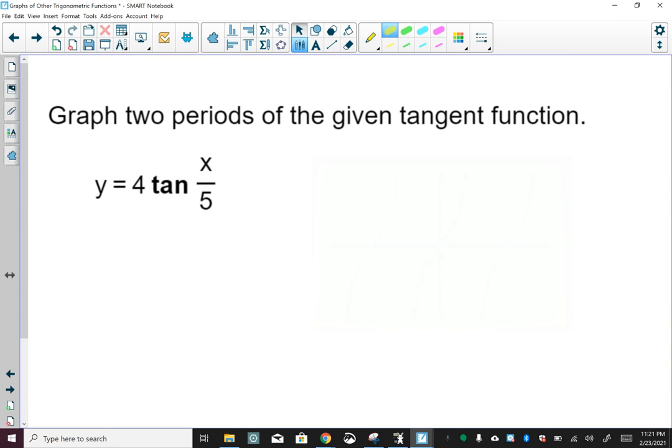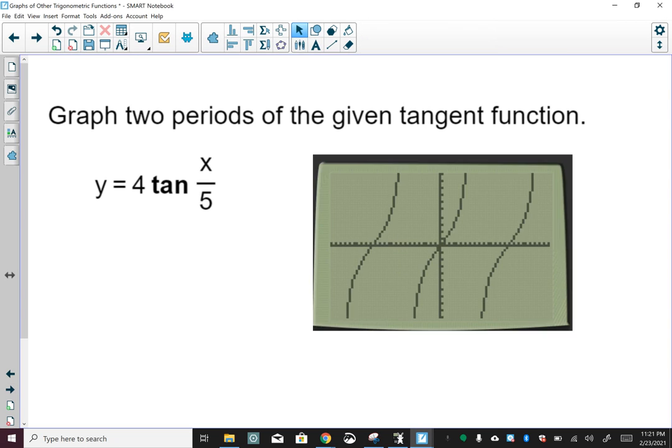If I was to take this and plug it into my calculator, I get something that looks like that. So if this is a multiple choice question, I am looking for something that looks like this. That's what you'll need to do. The only difference is it'll have the actual asymptotes showing. All right.